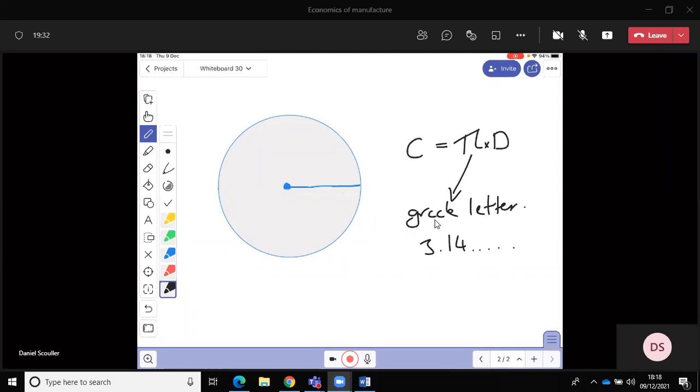Whenever you see it, pi will always be used in place of 3.14. When you do a calculation on your calculator, use that letter pi. We need to know it's 3.14 for the non-calculator papers, but often in the non-calculator papers it will actually tell you that, so refer to pi as 3.14.